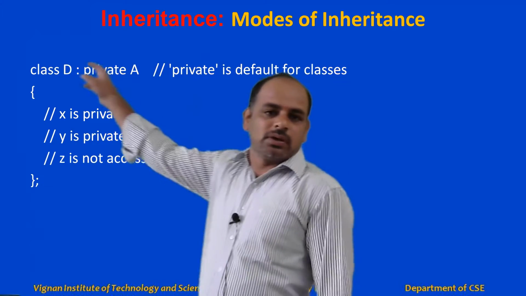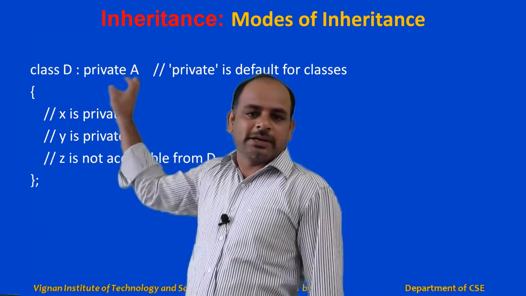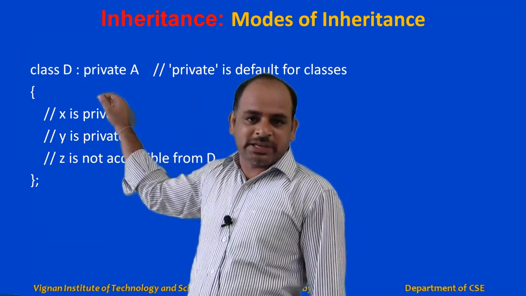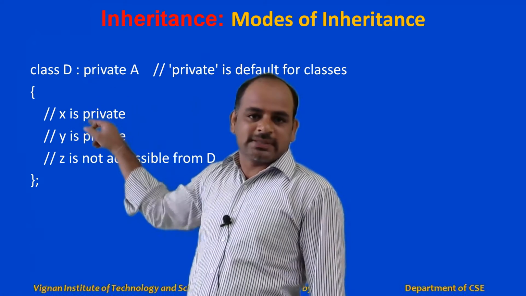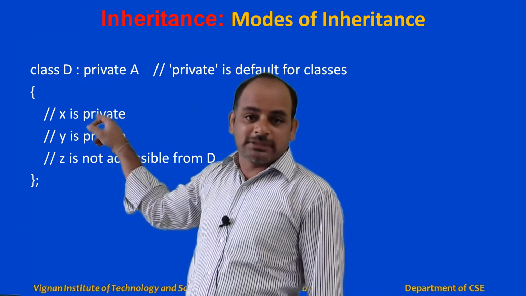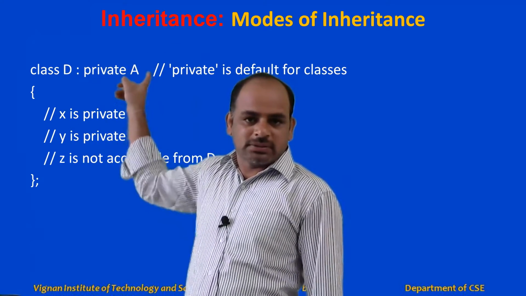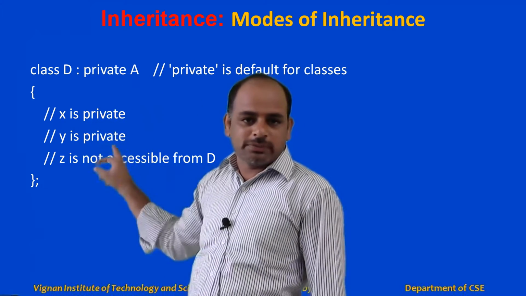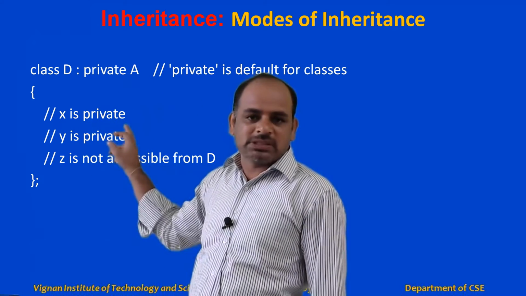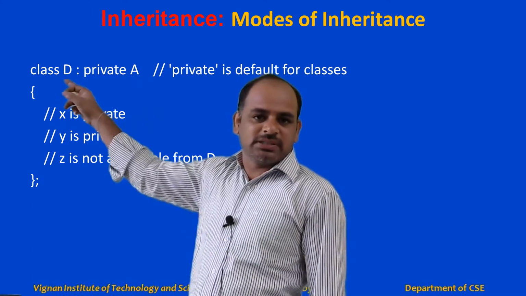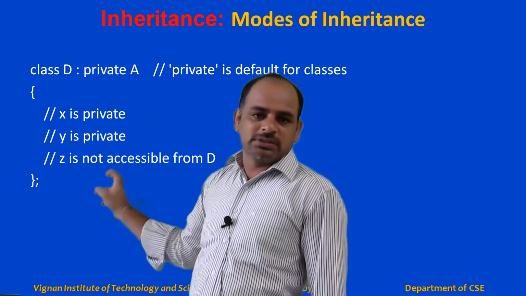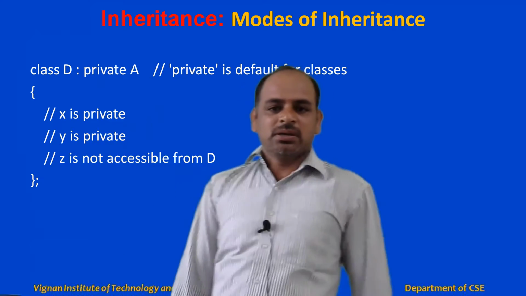And D. Now D is inherited in private mode. So what are the public and protected members of class A? X and Y. X is the public member of class A, and Y is the protected member of class A. Those become private members in class D, because D is inherited in private mode from A. But Z is not accessible from D.